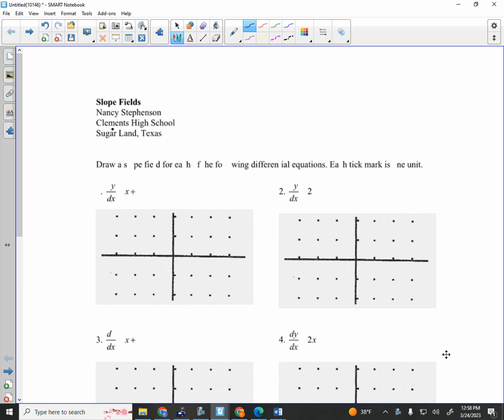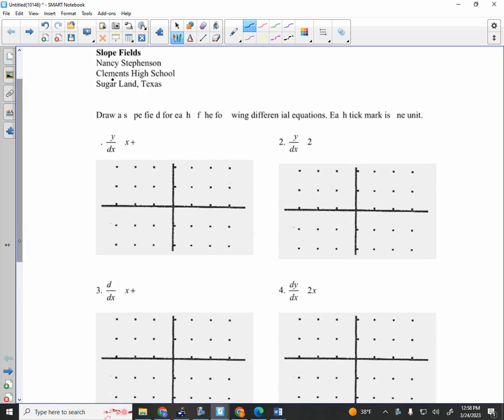Shout out to Avery's gone, and Ella's gone, and Michaela's gone, and who else is gone? Everybody? So we hope you guys are doing well, whether it be Winona or wherever. Hope you had a good time. This is stolen from Nancy Stevenson from Clements High School in Sugar Land, Texas, apparently.